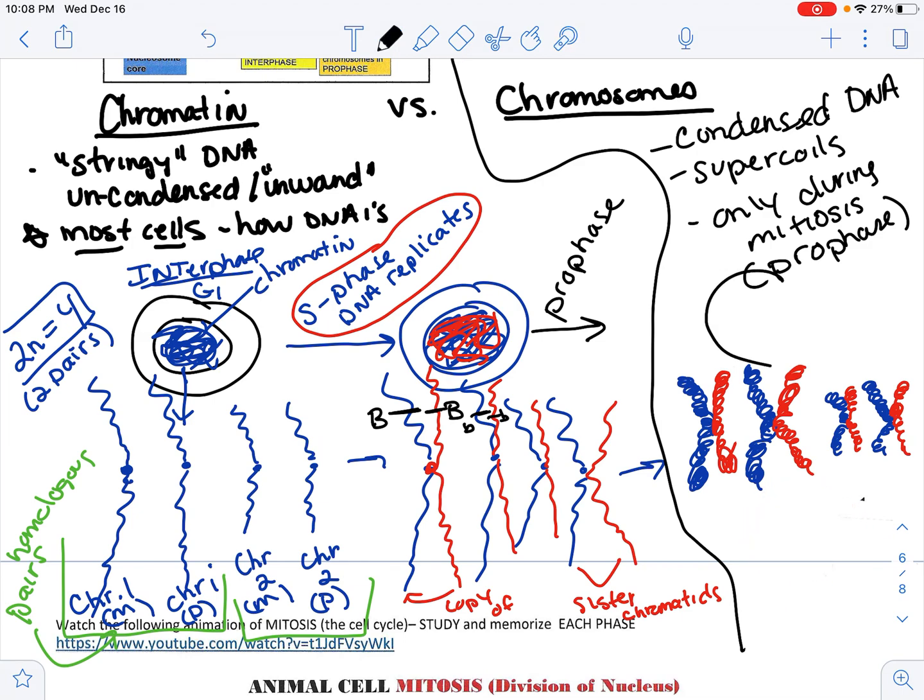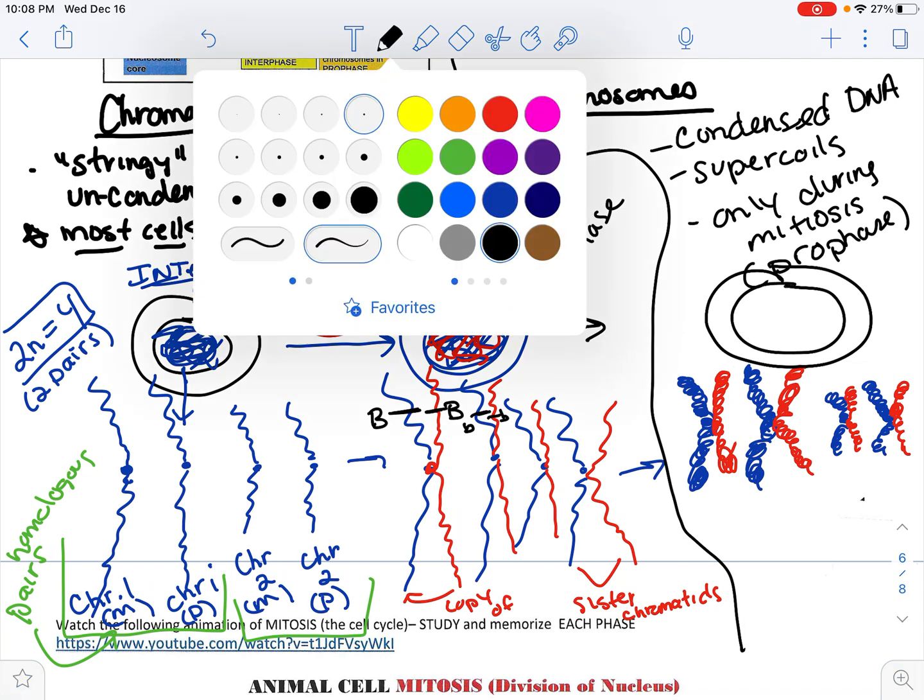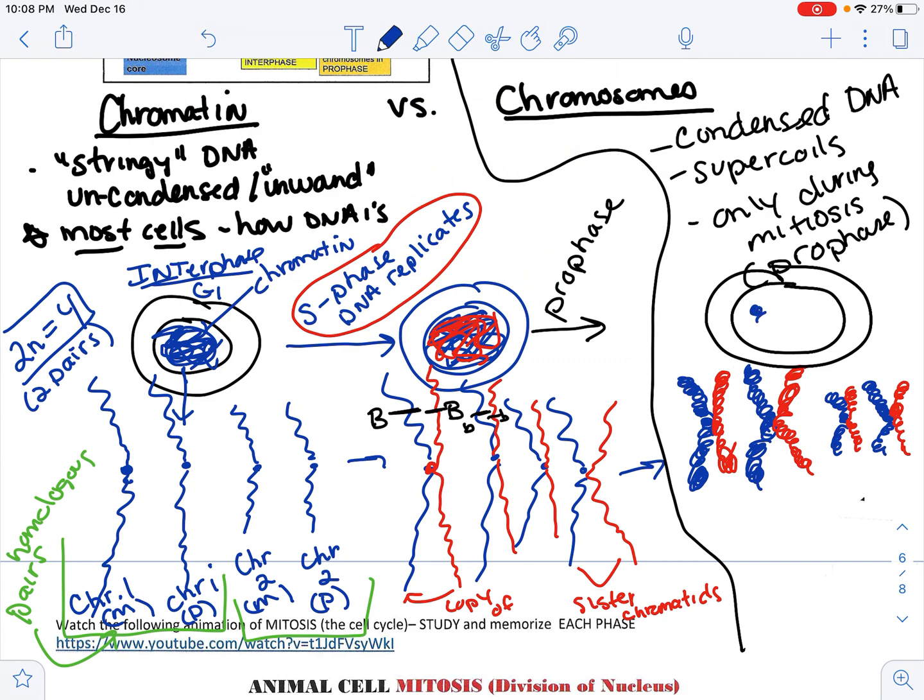Oh, so I didn't draw what the cell would look like. Oh, this will take too long to draw. But I think we get the idea. We have our chromosomes now in the nucleus.